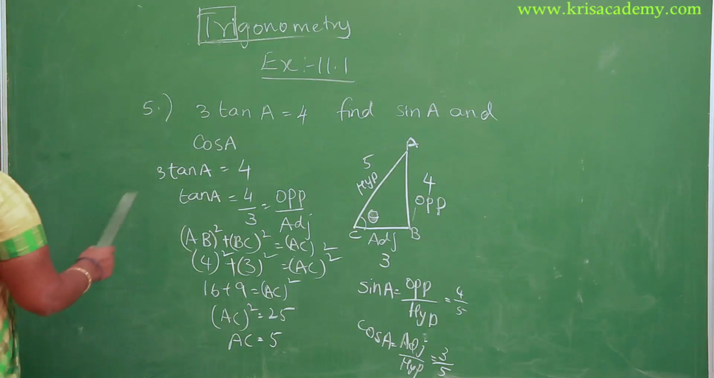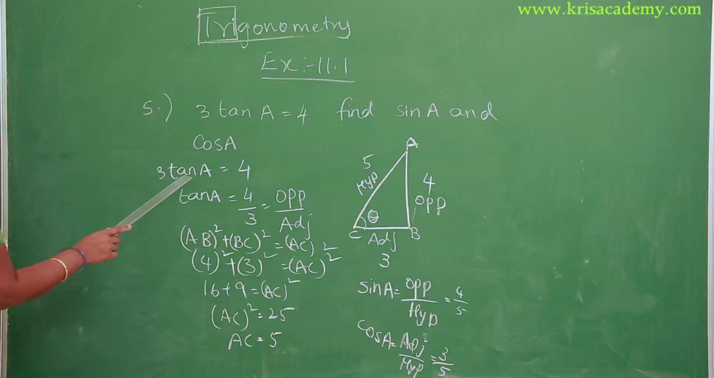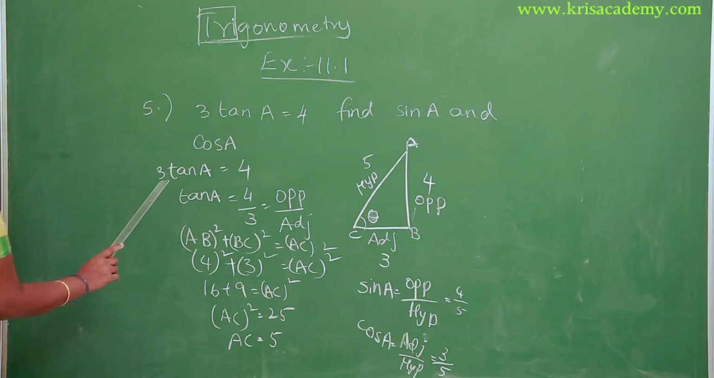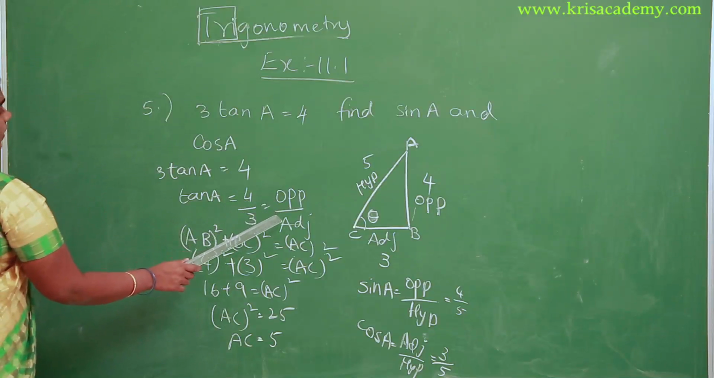Now this is 3 tan A is equal to 4. Find sin A and cos A. So 3 tan A is equal to 4. Tan A is equal to 4 by 3. 3 tan A is nothing but 3 into tan A, so multiplication will become division. So tan A trigonometric ratio is opposite by adjacent.